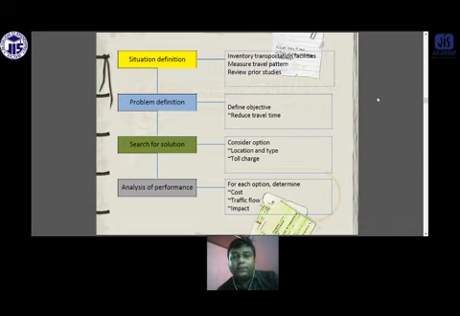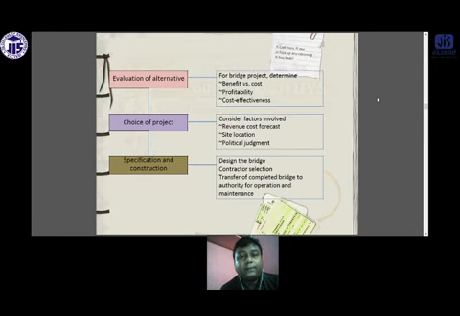Because wherever we are talking about planning, the final thing we need to keep in mind is the cost. Because cost is the one and only thing every engineer and every student needs to keep in mind while going for any construction work or any planning work.